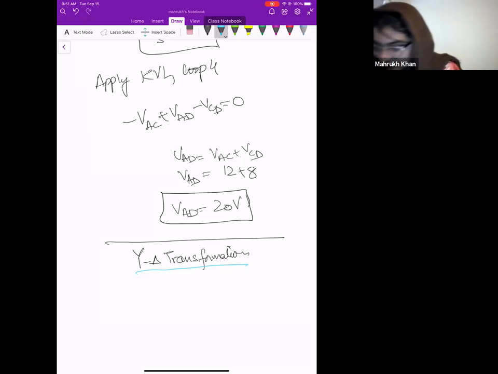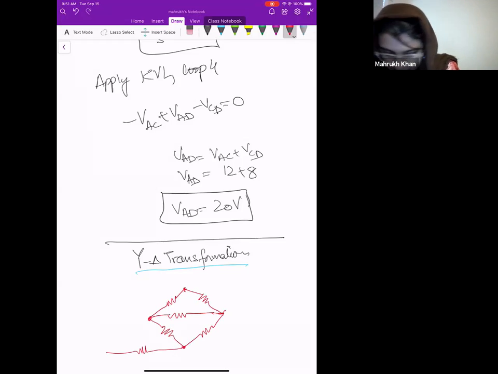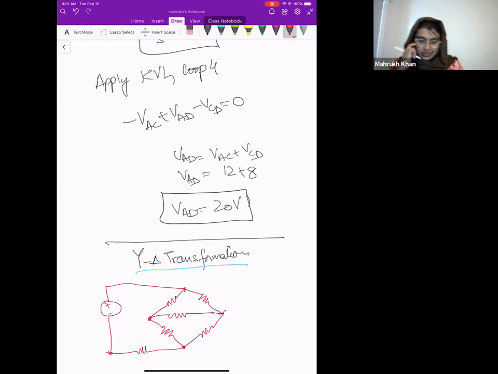Let's say that this is the circuit we have. This is called a Wheatstone bridge. I'm not sure you will learn it at some point or not, because it's used for different voltage measuring devices.